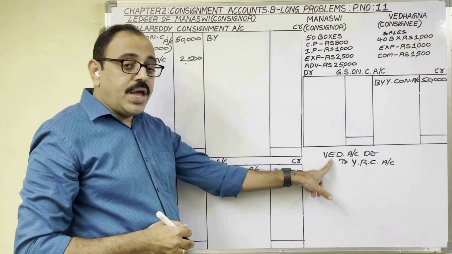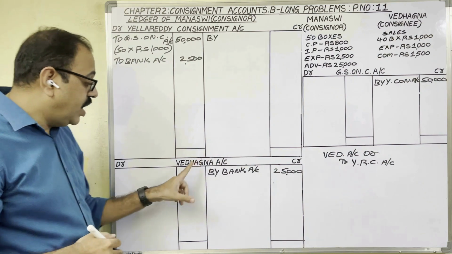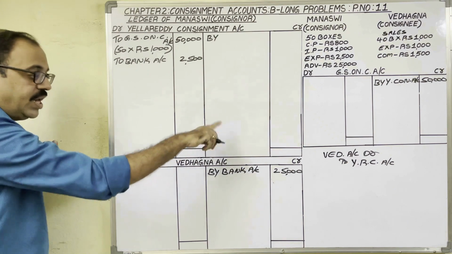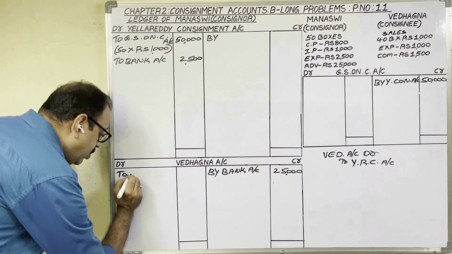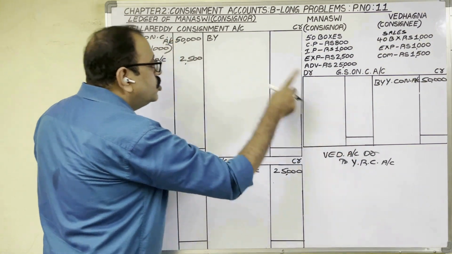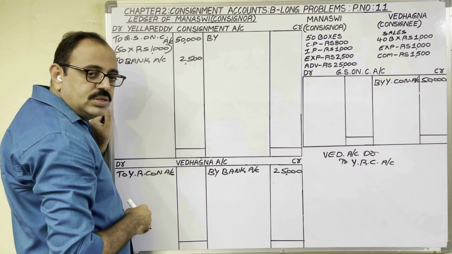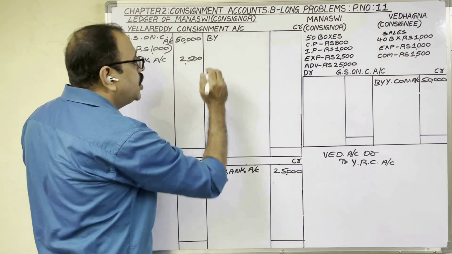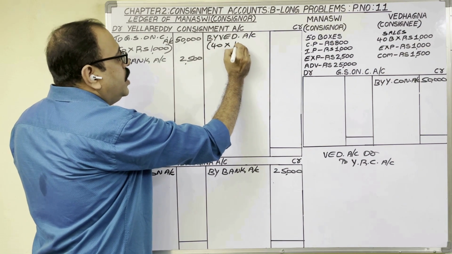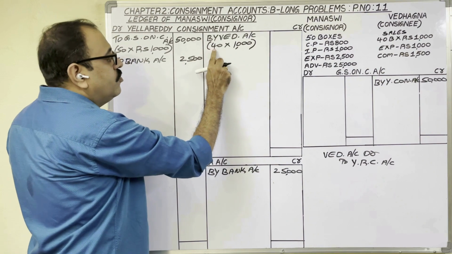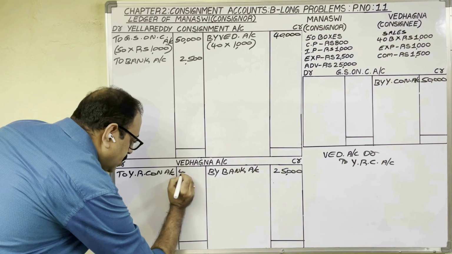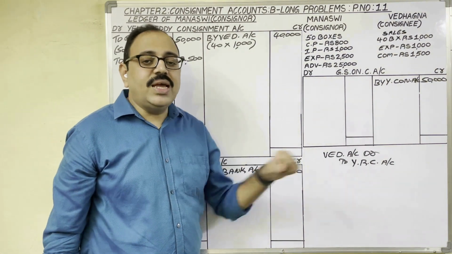Now, Vedagna account is debited. Therefore, in Vedagna's account, on the debit side we should post. What to write? We credited LR&D consignment account. Write down that account name. Similarly, LR&D consignment account is credited now. So in consignment account, on the credit side we should post. What to write? We debited Vedagna's account. Write down that. Amount: 40 boxes are sold at the rate of 1000 rupees each. 40 into 1000, 40,000. Here also write down the amount. Narration: being the entry for sales.